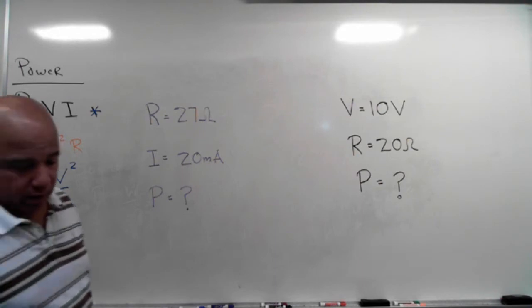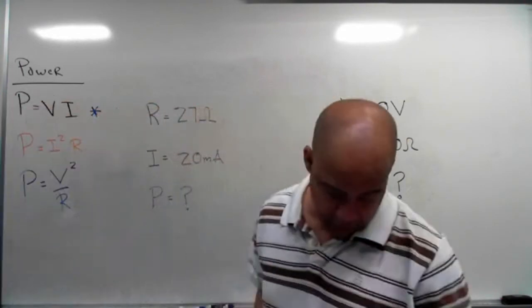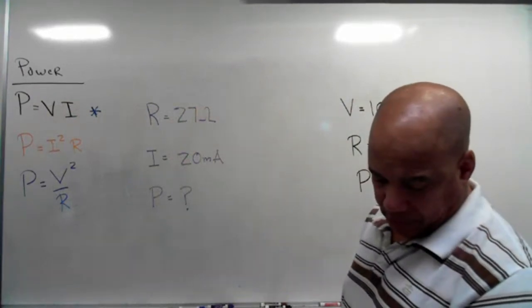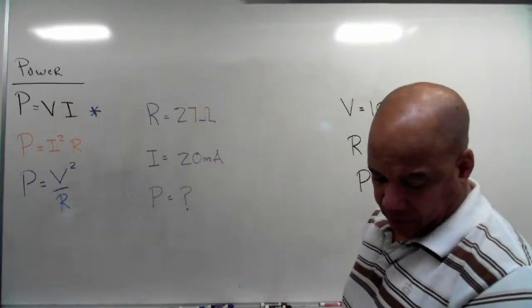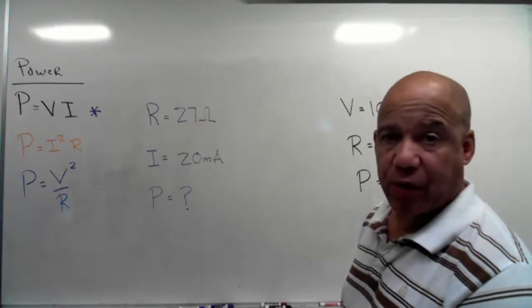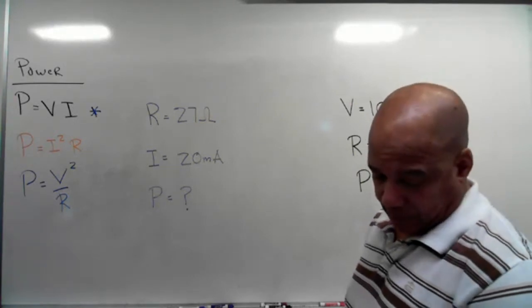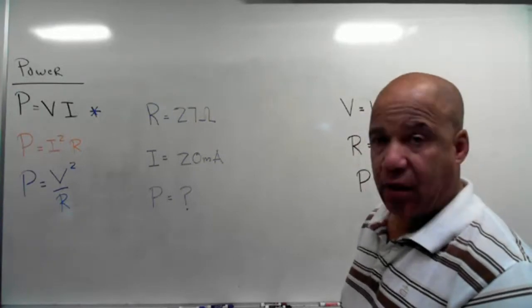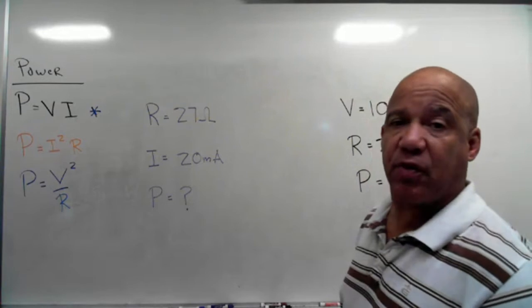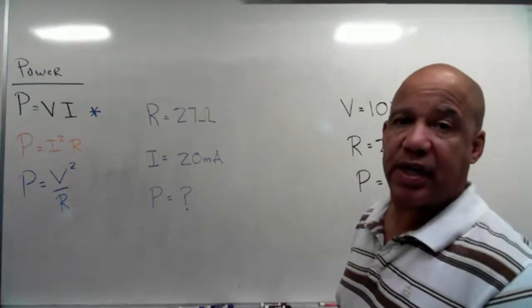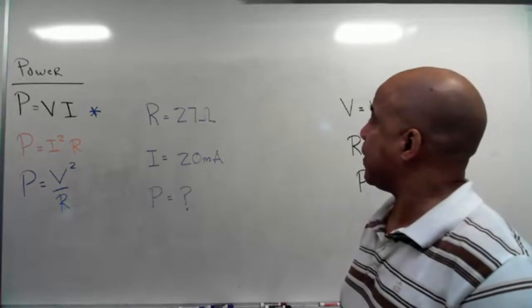All right, so let's look at problem number 5. You have a 27 ohm resistor. The resistor has 20 milliamps of current flowing through it. I want you to calculate the power dissipation. That word dissipation is one that you'll hear often in electronics. When we talk about the power dissipation of a resistor, we're talking about the amount of energy being converted from electrical energy to heat energy. So it dissipates power.